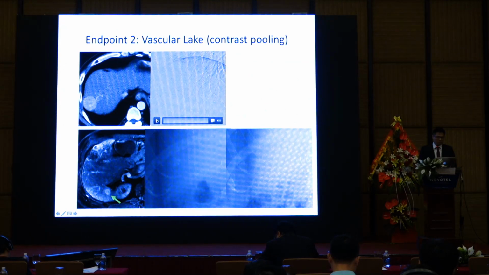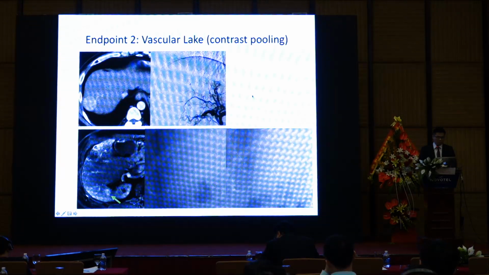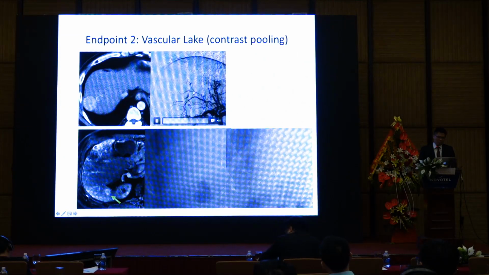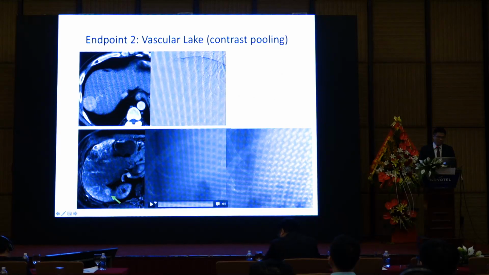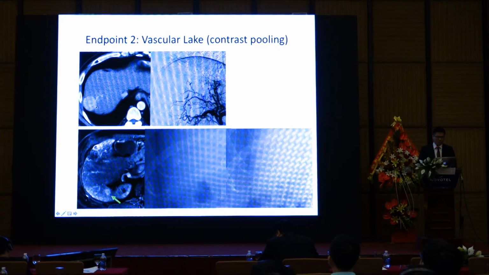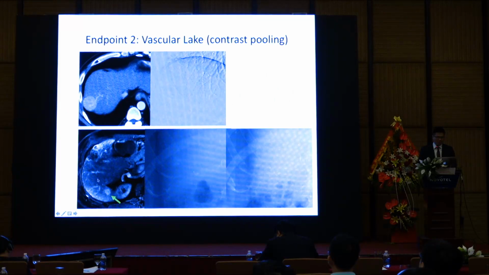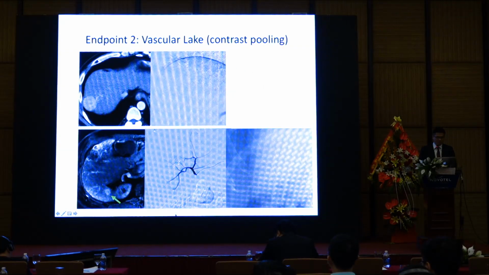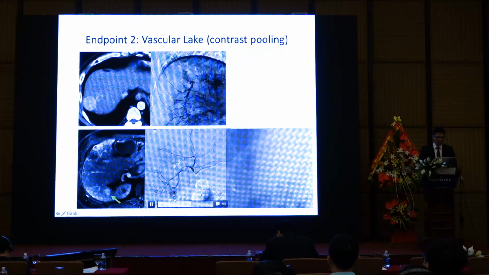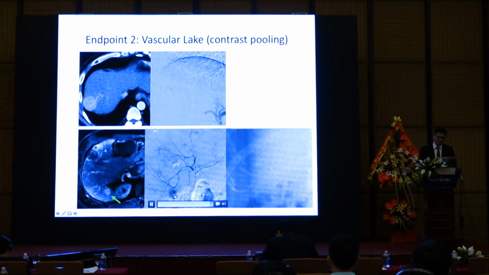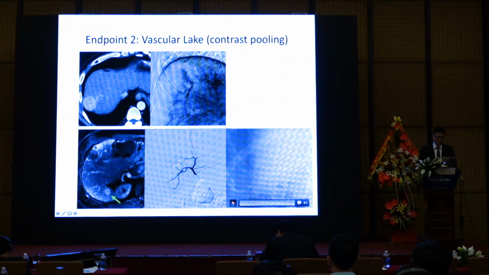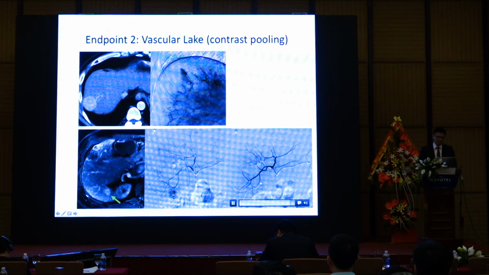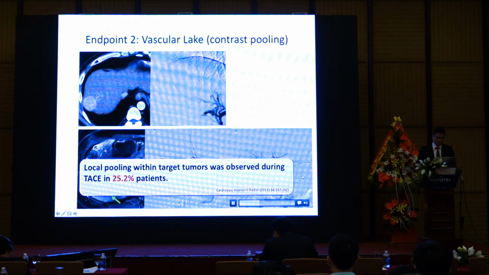As you can see, this is the typical appearance of the vascular lake. It looks like GI bleeding contrast extravasation. Not only in the medium-sized hypervascular tumor, if your tumor is smaller but it is hypervascular, you still can see the contrast pooling also, or you can call it vascular lake over here. So when you see that, that's another endpoint, and you should embolize these vessels with gelfoam or bigger beads.